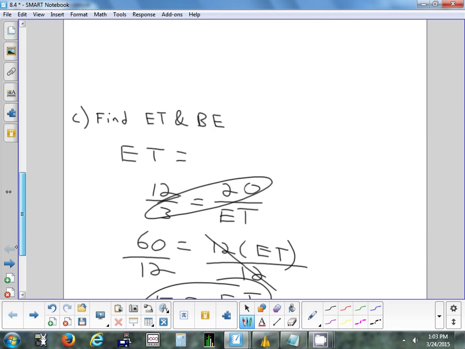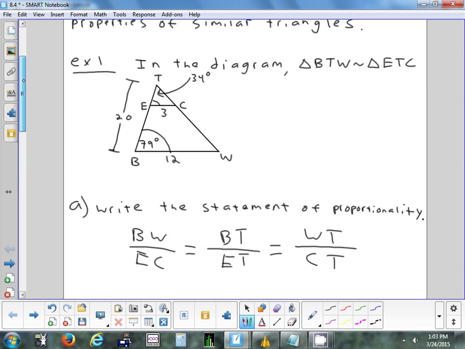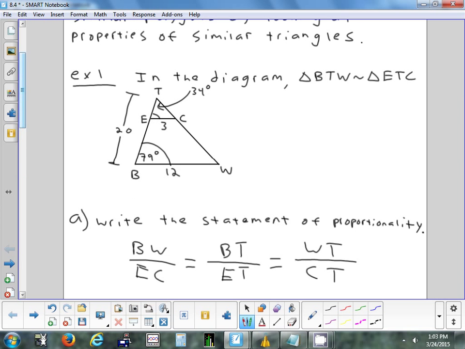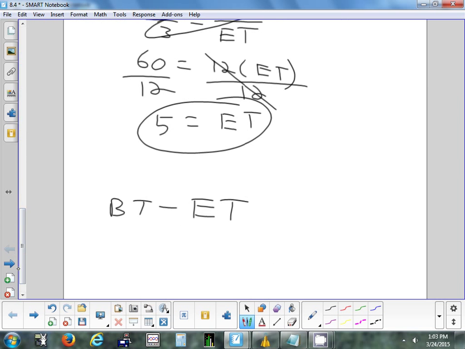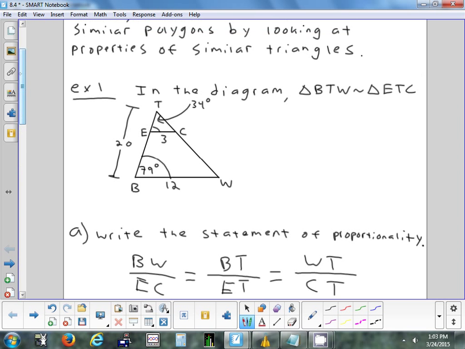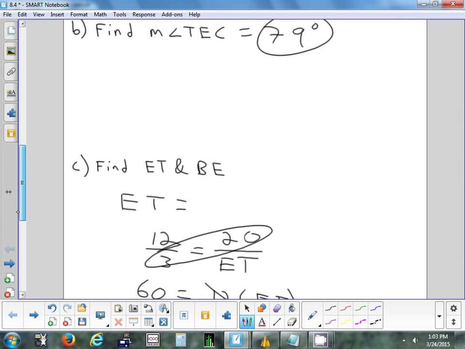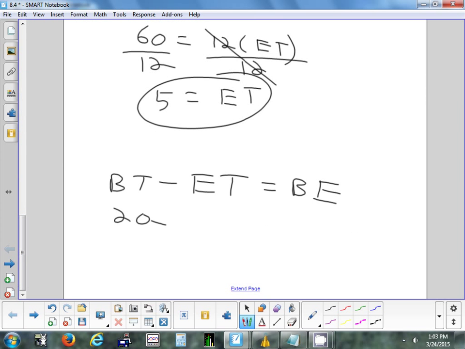All right, so take BT, subtract away ET, and that'll leave you with this piece, BE. Okay, BT, let's go back up. We already know that. BT is 20. ET, we just found in the last problem. So we got 20, ET's 5. How long is BE? 15.